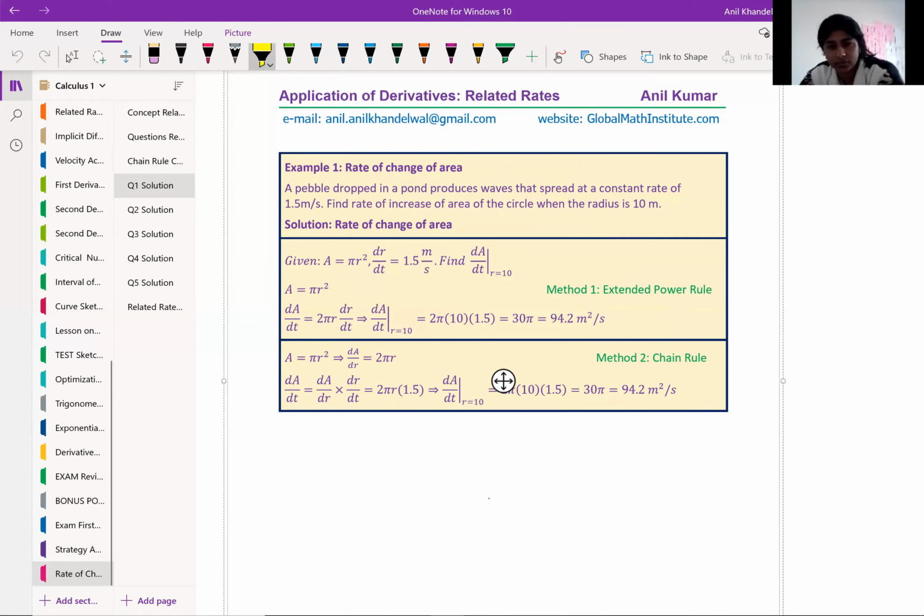Now, the very first one is, let's understand the concepts today. A pebble dropped in a pond produces waves that spread at a constant rate of 1.5 meters per second.